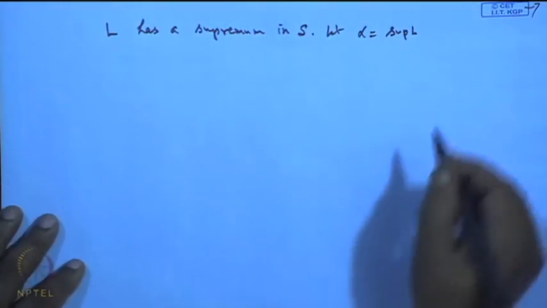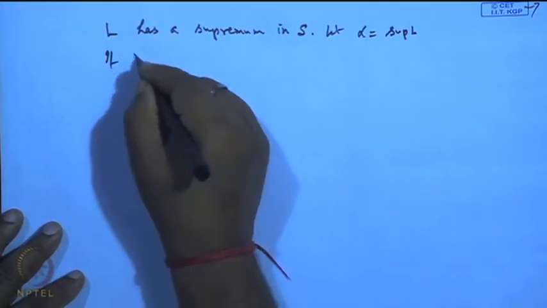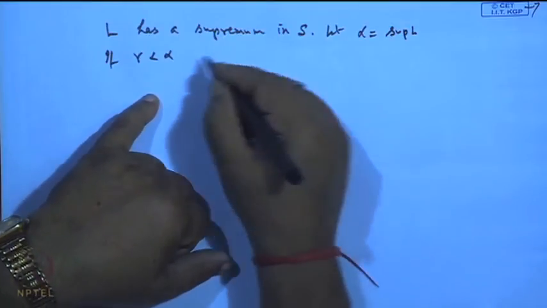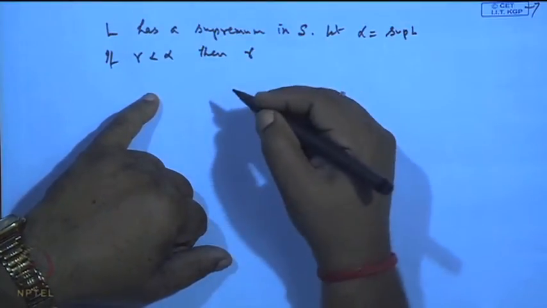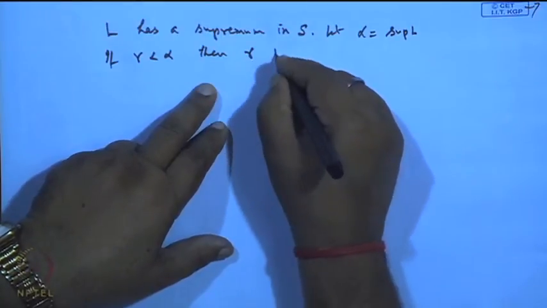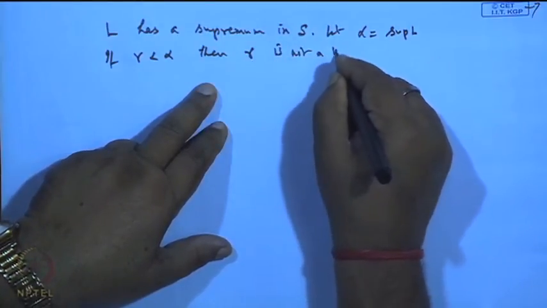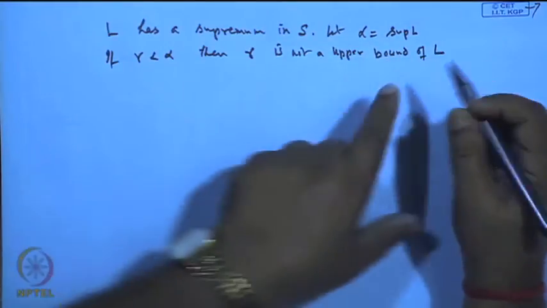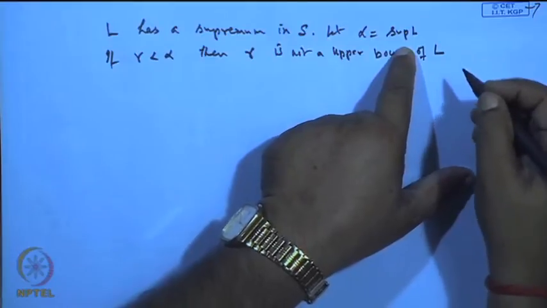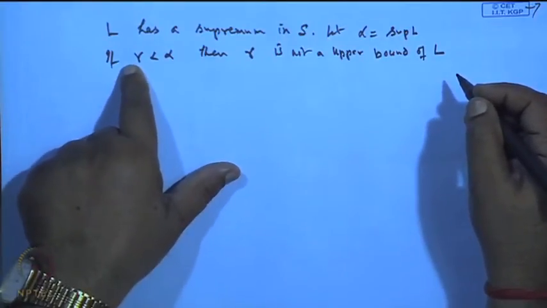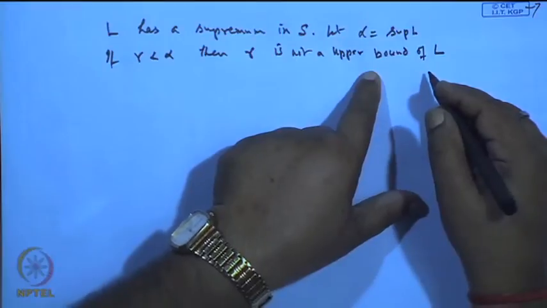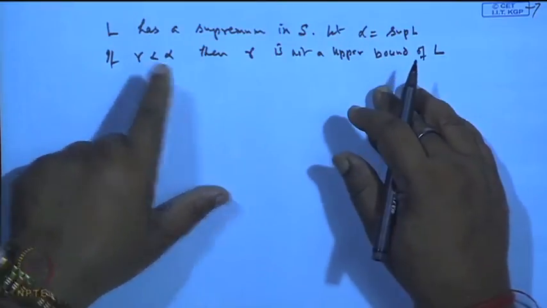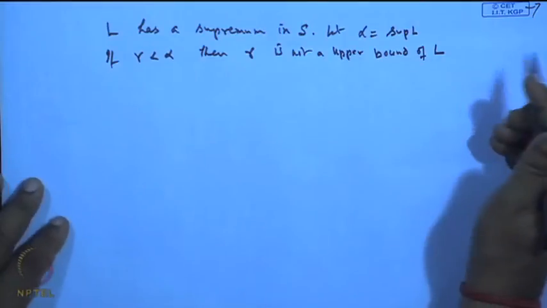Okay. Now, if gamma is any number less than alpha, then gamma is not an upper bound of L, because alpha is the least upper bound. So, if we take any number lower than alpha, then that cannot behave even as an upper bound for L. Otherwise, gamma would be the least upper bound. So, if gamma is less than alpha, it cannot be an upper bound.